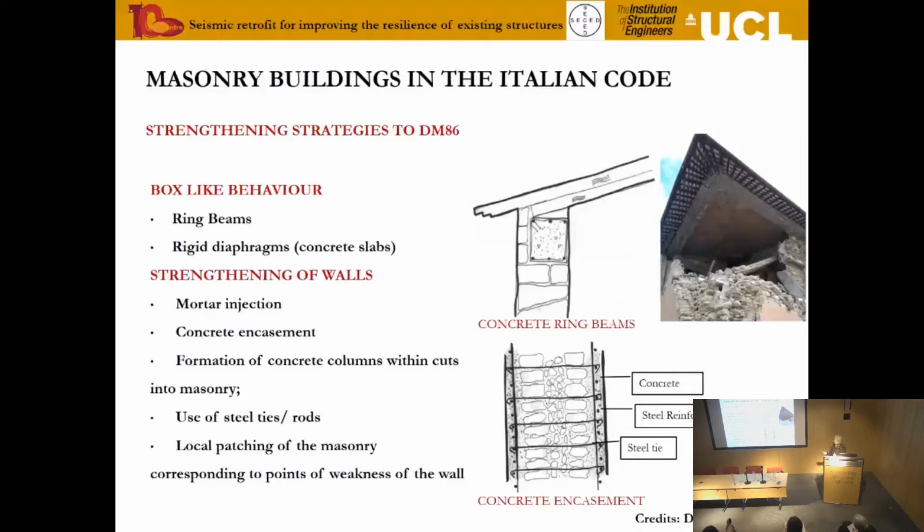So the idea was to include ring beams that you can see here and here. These ring beams will be made of concrete. In the best of options, they would be anchored down to the masonry, but as you can see in the drawing here, there is no anchorage, so they will just sit on top of the masonry.